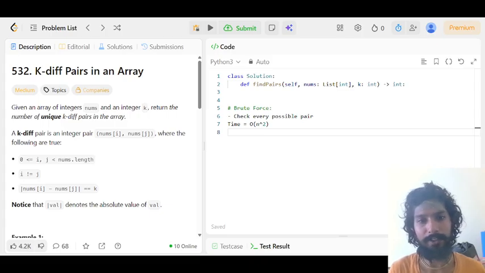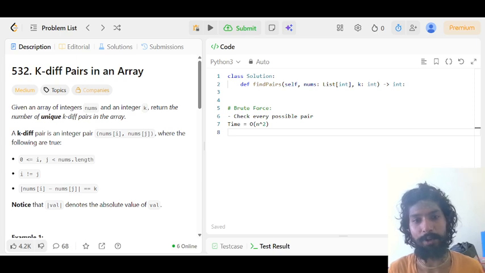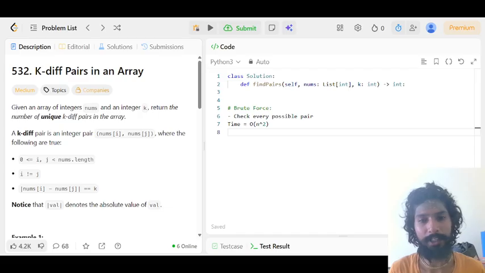Now let us discuss the second case, when k is equal to 0. If k is 0, then the difference between the two numbers must be 0. This means both numbers must be equal. For example, the pair 1 and 1 is valid only when the number 1 appears at least twice in the array. So when k is 0, we count how many numbers have a frequency of at least 2. So let us dry run the first example.